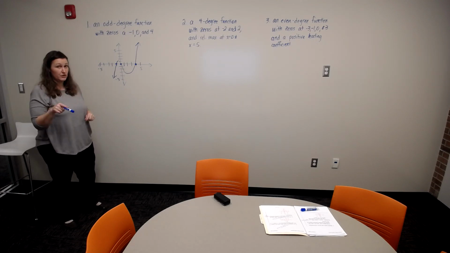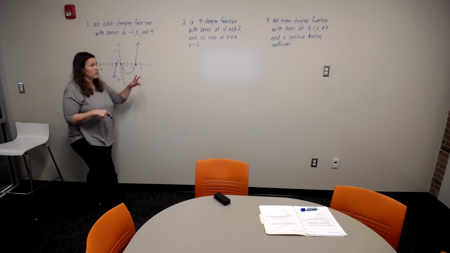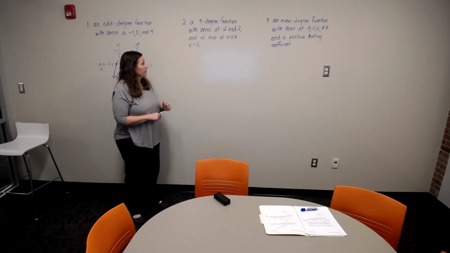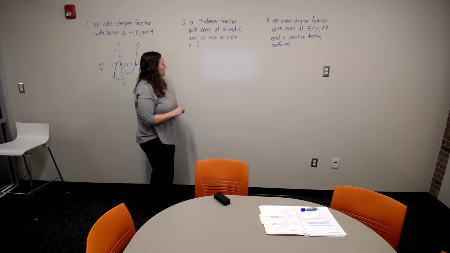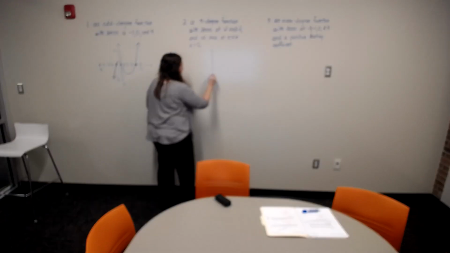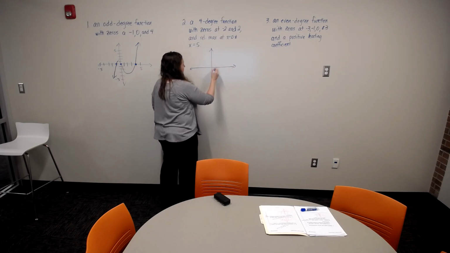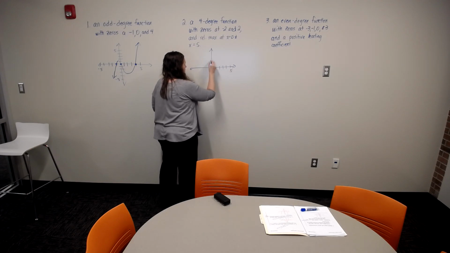If you don't have this done, pause here. And then you might want to pause and copy down example 2, which says a 4-degree function with zeros at -2 and 2, and relative max at x equals 0 and x equals 5. So again, I'm just going to sketch my graph. I just need to get all the way up to 5 on the x-axis, at least.